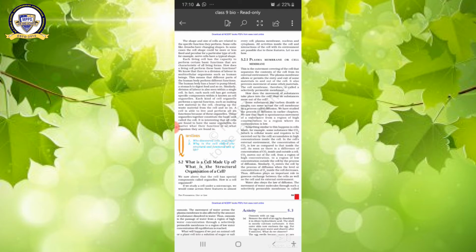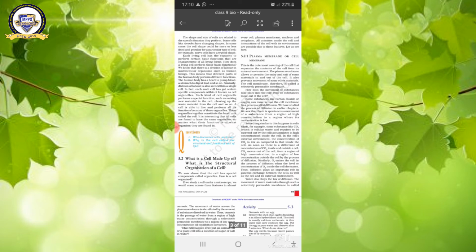We know that there is a division of labor in multicellular organisms, such as human beings. This means that different parts of the human body perform different functions. The human body has a heart to pump blood, a stomach to digest food, and so on. Similarly, division of labor is also seen within a single cell.